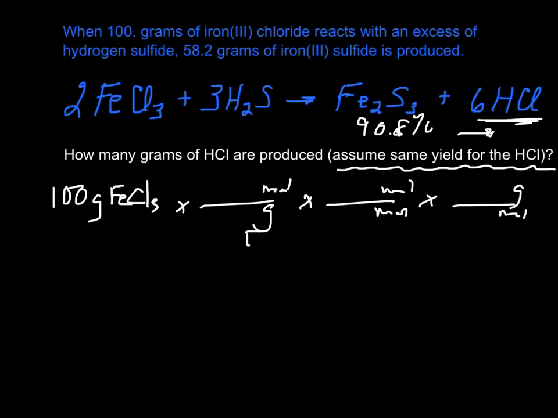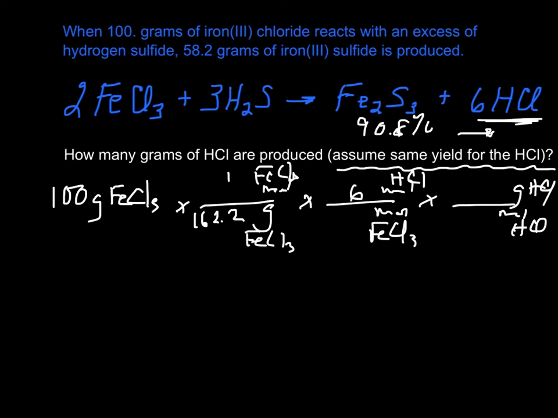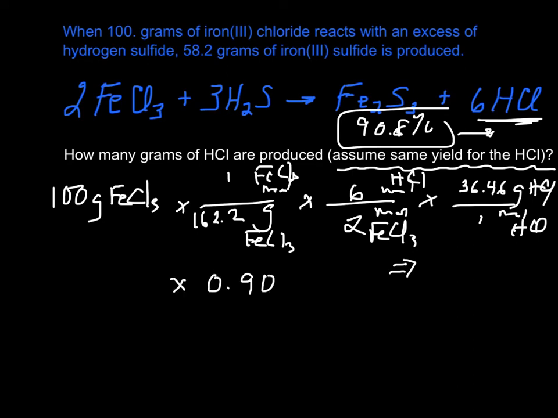FeCl3. Now we're going to try to get to HCl. So 1 mole of this is still 162.2. My ratio is 6 to 2, and this weighs 36.46. So that would give me an amount of HCl that I would make, but let's not forget that the reaction only works 90.8%. So I'm also going to multiply by 0.908, or 90.8%. And then we'll get an answer of 61.2 grams of HCl.